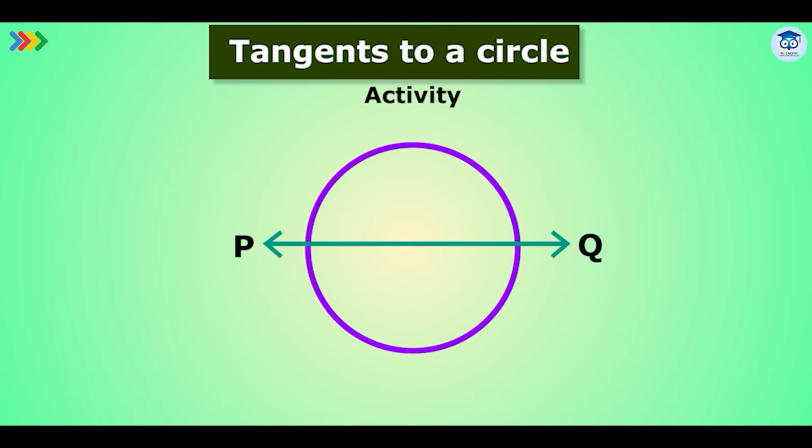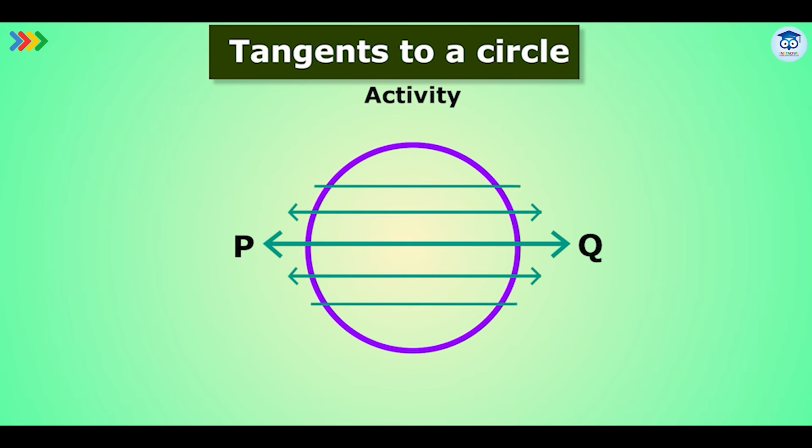Now let's draw various lines parallel to PQ on both sides. Here we can observe that as the line moves away from PQ, the length of the chord decreases. Eventually, the length of the chord becomes 0 on either side of PQ. Here we can conclude that there are only two possible tangents parallel to a given secant. See this: P dash Q dash and P double dash Q double dash are the two tangents. I hope you got it.